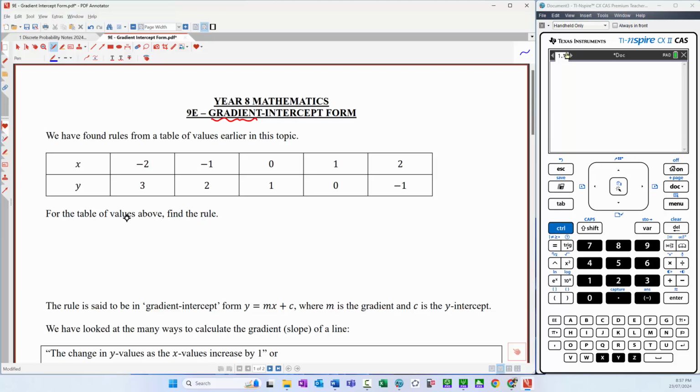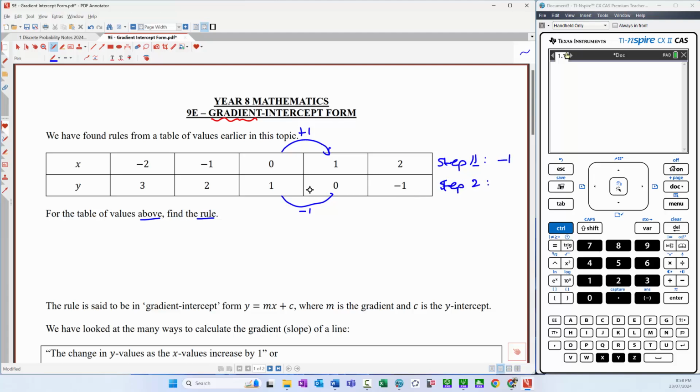So for the table of values above, find the rule. Remember, what we did was a four-step process. Step one involved looking at the table of values and finding somewhere where you can get the x values to increase by 1. There's an option here, and also here and here, but it's easiest to go from 0 to 1 probably. As x increases by 1, the y values go down by 1, so 1 to 0. It goes down by 1, and we note this value for step 1.